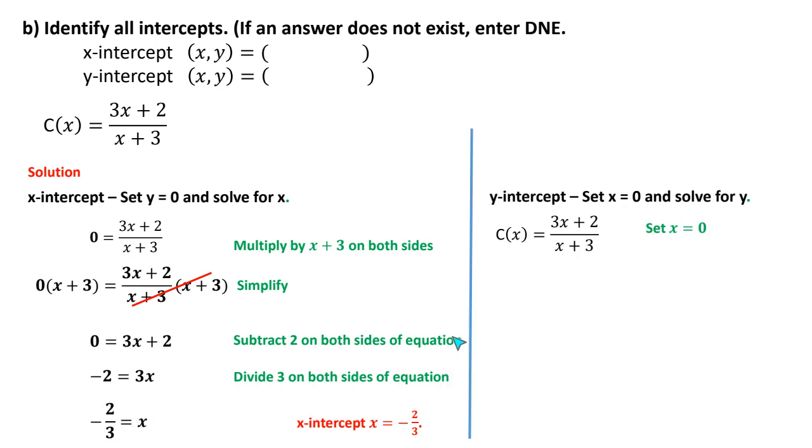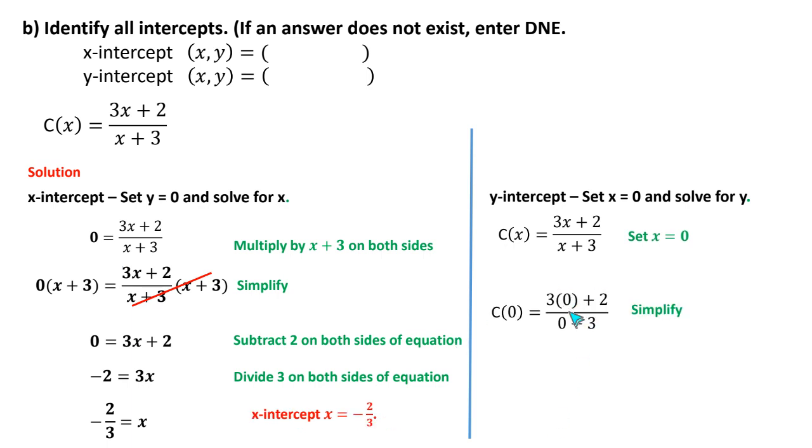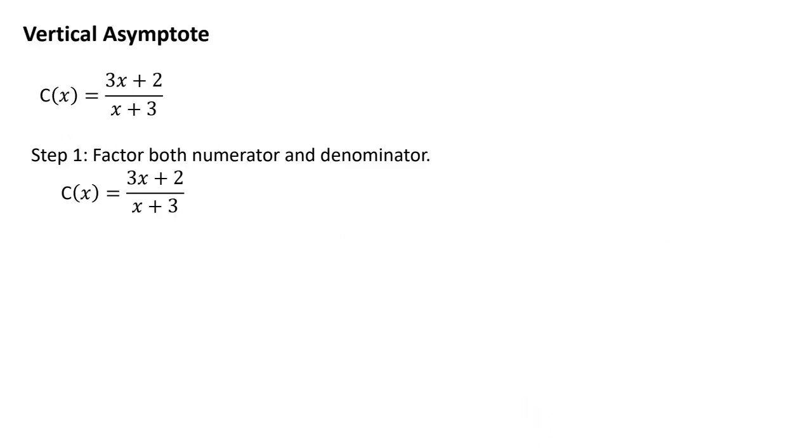Now for the y-intercept, we let x equal 0. So anywhere you see an x, we replace it with 0. And then we simplify. So 3 times 0 is 0, plus 2 is 2. 0 plus 3 is 3. So my y-intercept is 2/3. So that should have said y equals 2/3.